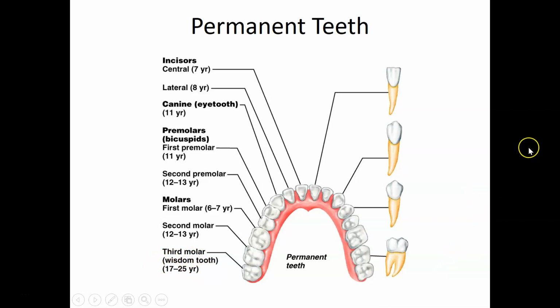As far as the types of teeth, they have different shapes. The incisors are flat and they have a ridge. The canines come to a point.